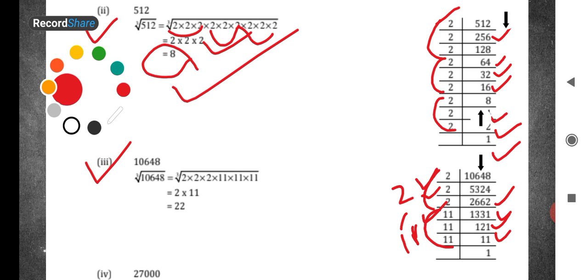So if you multiply 11 into 2, how much will you get? 22. That means this is the cube root of whose value? This is the cube root of 22.